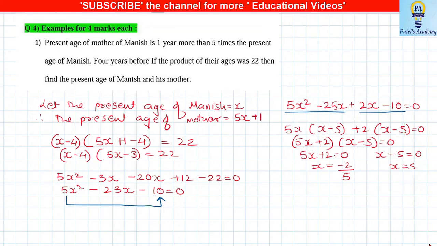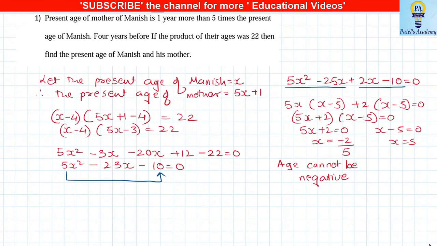If you see the first statement, we have taken x as years, and here we got x as minus 2 upon 5. So what do we write down? Age cannot be negative. Okay, so let us write down the final answer.